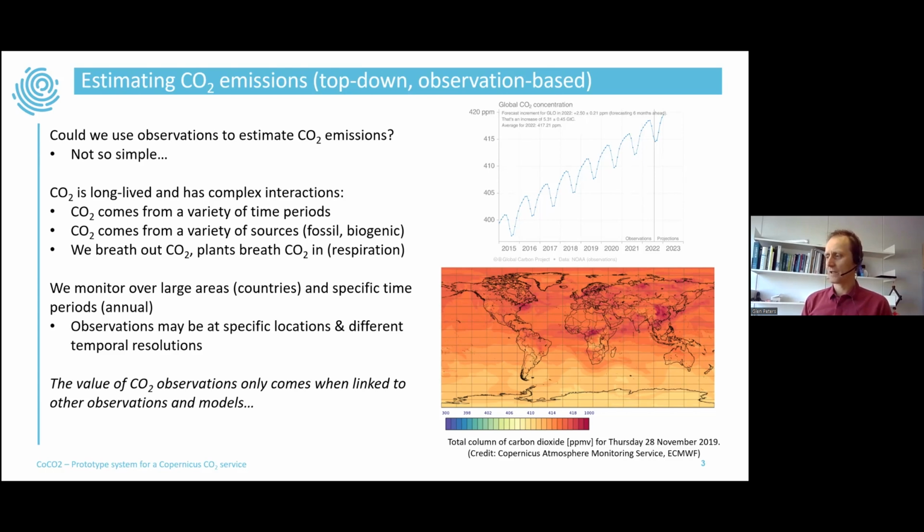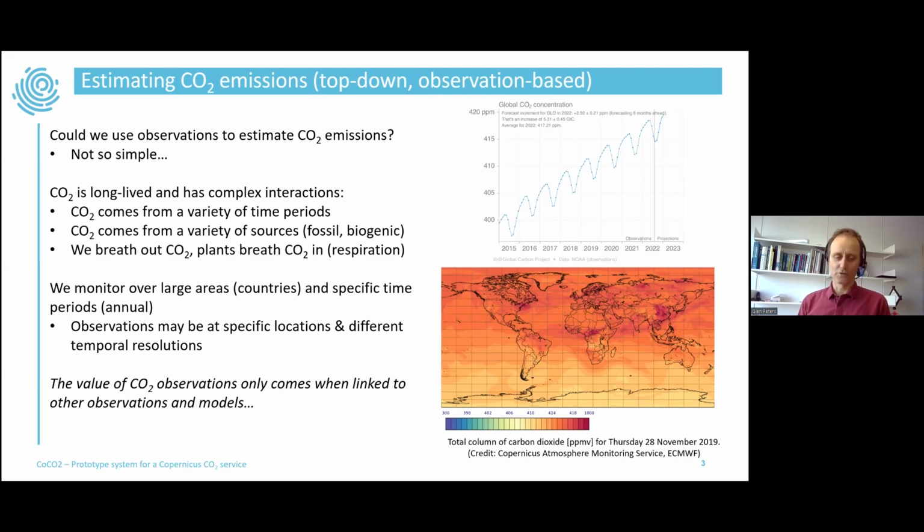And that gives you an idea of the complexity of the situation. For example, the concentrations can be high over ocean areas where you might not have emissions and so on. So it's not going to be that simple to estimate emissions directly from observations. And particularly CO2 has some challenges. It's a very long-lived species and it has complex interactions.